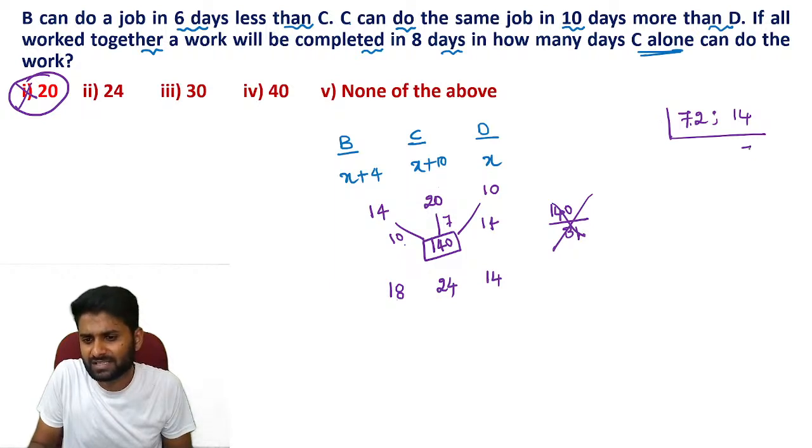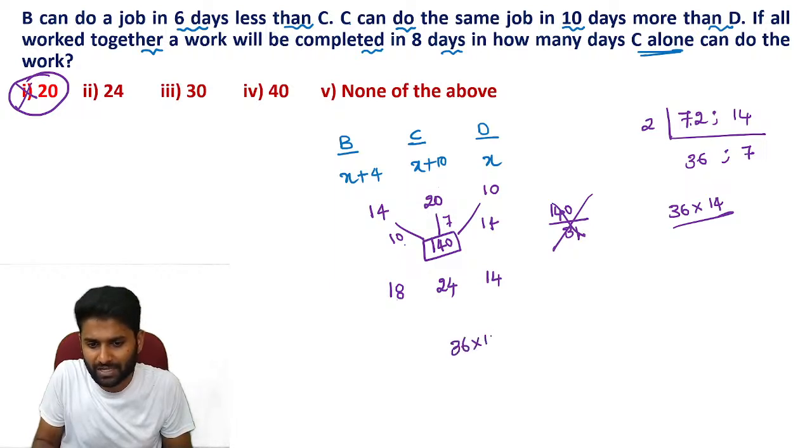Now see, this is exactly 7 times and this is exactly 36 times. There is no common multiple. 36 is multiplied with the 14, so that is 36 into 14. Let us take it this way. Now here it is exactly 36 units.